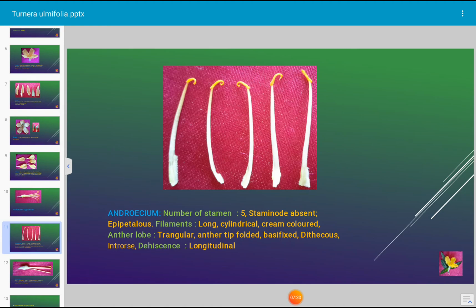After maturity of the pollen grains in the anther lobe, naturally the anther lobe splits open to shed off the pollen grains, and that takes place by splitting open of the anther in a longitudinal way. Hence the dehiscence is longitudinal.